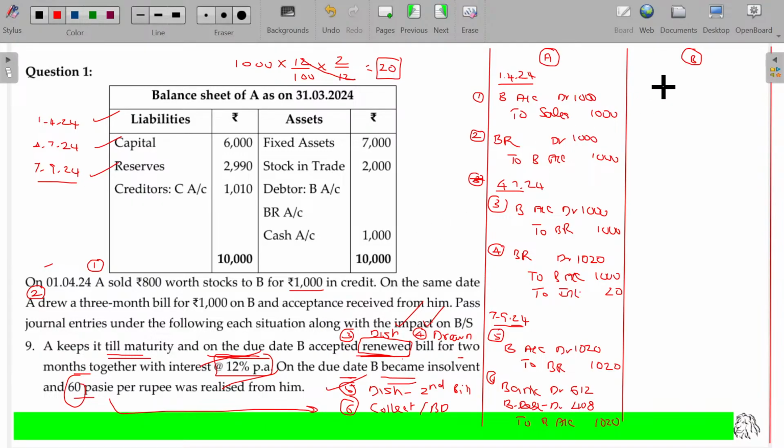So you can now pass the parallel entries in the books of B. In the books of B, on the first date, rather than sales, we have purchases. Purchases account debit to A account, this value being 1000. Second, BR to B account can be rephrased like this: A account debit to bills payable, this value being 1000.